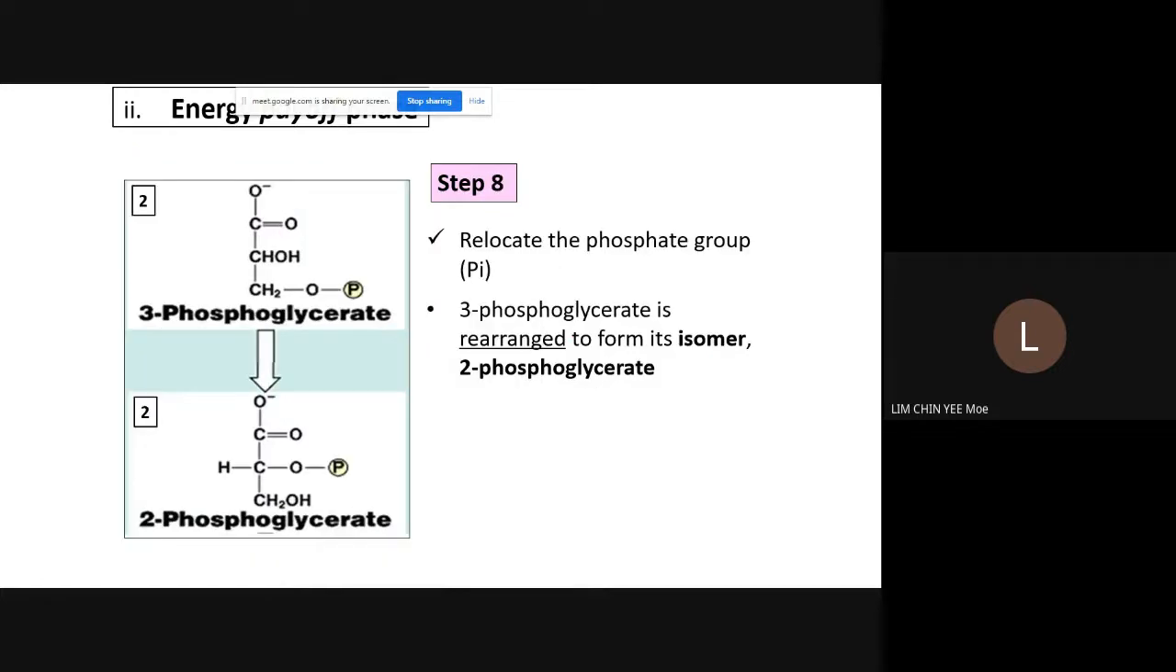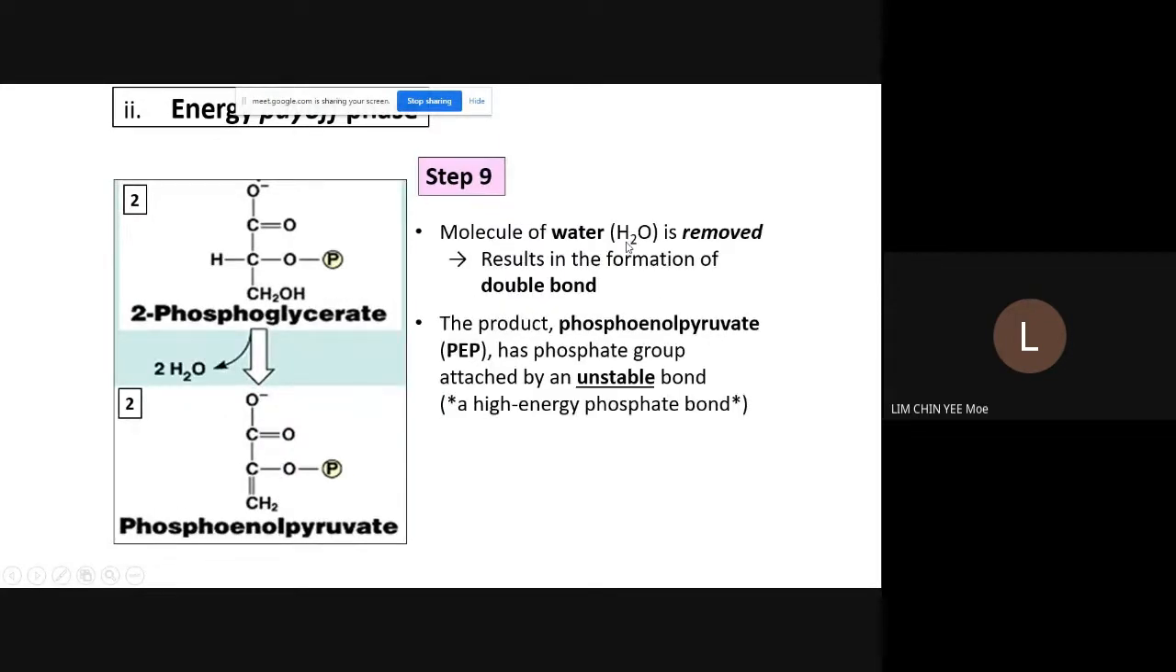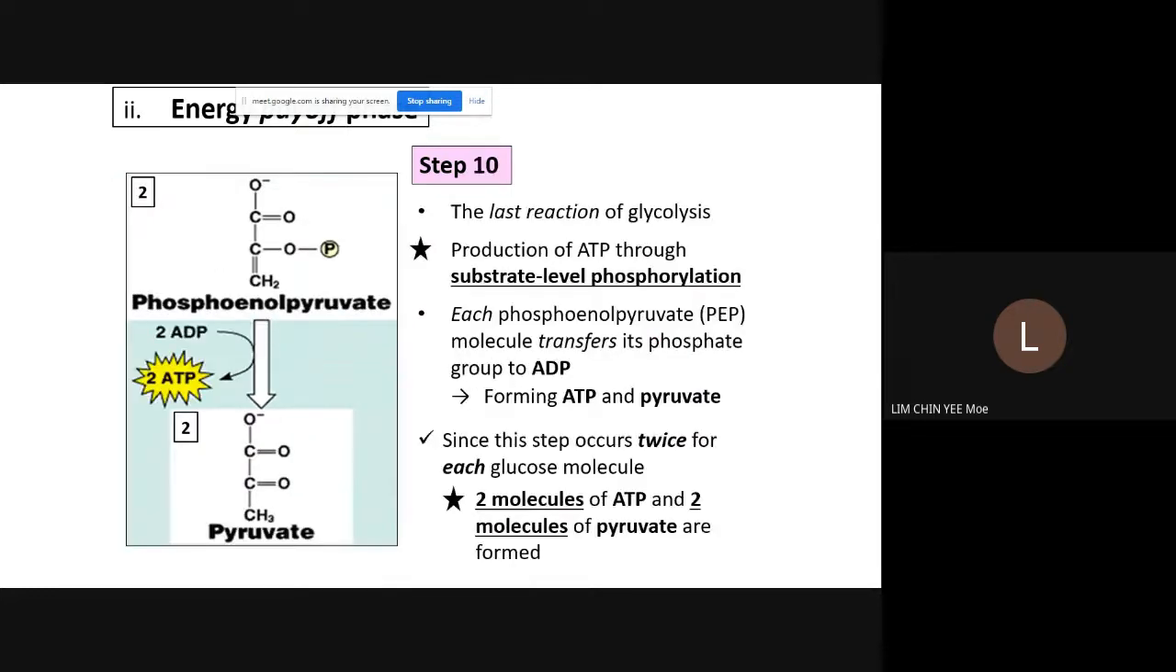And then step 8, just rearrangement from 3 phospho jadi 2 phosphoglycerate, so isomer. And then a molecule of water is removed to rearrange the atoms, and now it becomes phosphoenolpyruvate, PEP. It is unstable. And the last step, this is on page 5, slide 1. Last step ini, dari PEP jadi pyruvate, mesti nampak dia dah hilang phosphate group. Again, kalau energy payoff whenever phosphate group hilang, mesti sebab dia nak buat ATP. So, hilang phosphate group dia, ADP dapat phosphate group ini, dia akan jadi ATP. So, again, another ATP is formed. Two molecules of ATP and two molecules of pyruvate are formed.